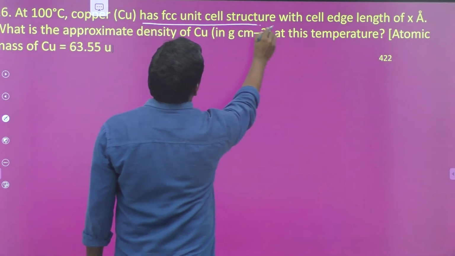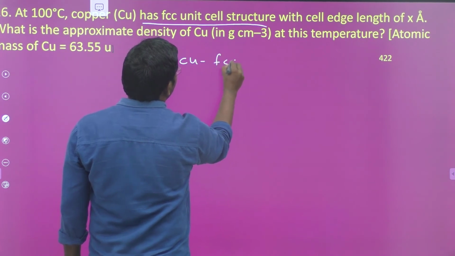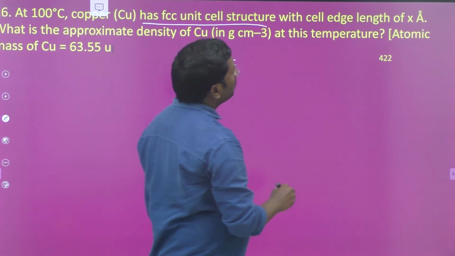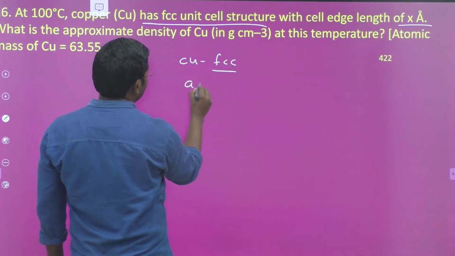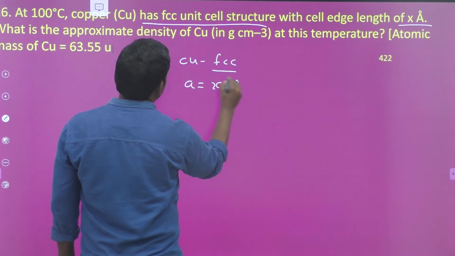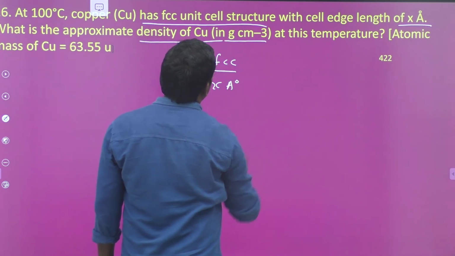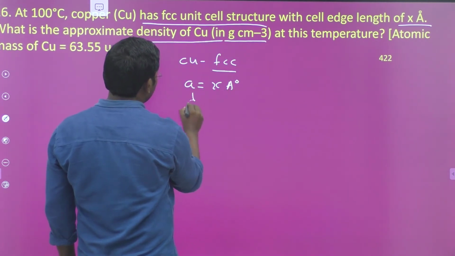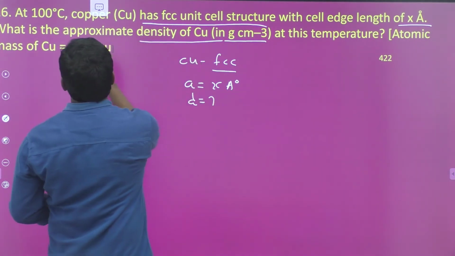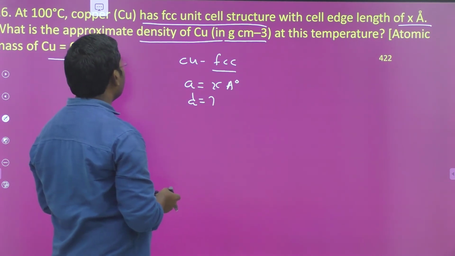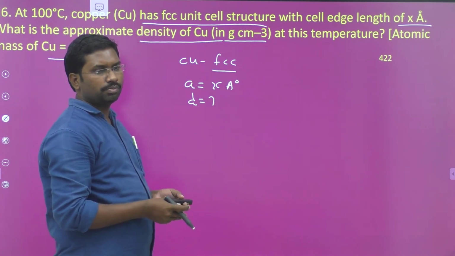And next question is, at 100 degrees centigrade, copper has FCC unit structure. At 100 degrees centigrade, the metal copper has face centered cubic structure with an edge length of x angstroms. Edge length a is equal to x angstrom, that is given. What is the approximate density of the copper in gram per centimeter cube? So find the density rho at this temperature, given the atomic mass of copper is 63.55 u. Okay, so this is a very important examination pattern, objective pattern also.